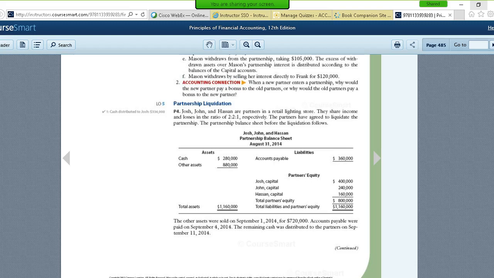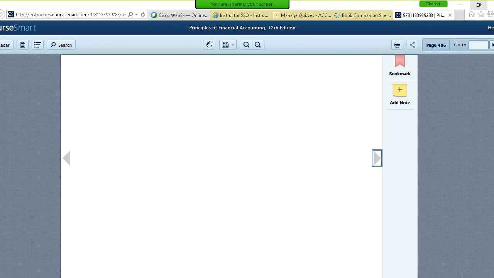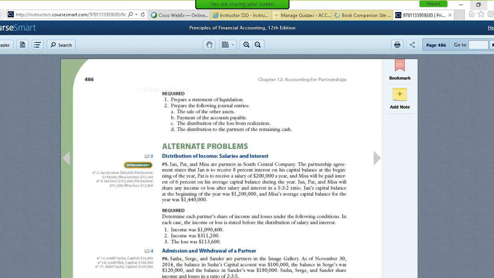The other assets were sold on September 1st for $720,000. So we see $880 are the other assets. If they were sold for $720, then that means there's a $160,000 loss or loss from realization. Accounts payable were paid on September 4th, and then the remaining cash is distributed. So our requirement is to prepare the statement of liquidation and then prepare the journal entries for all those events.